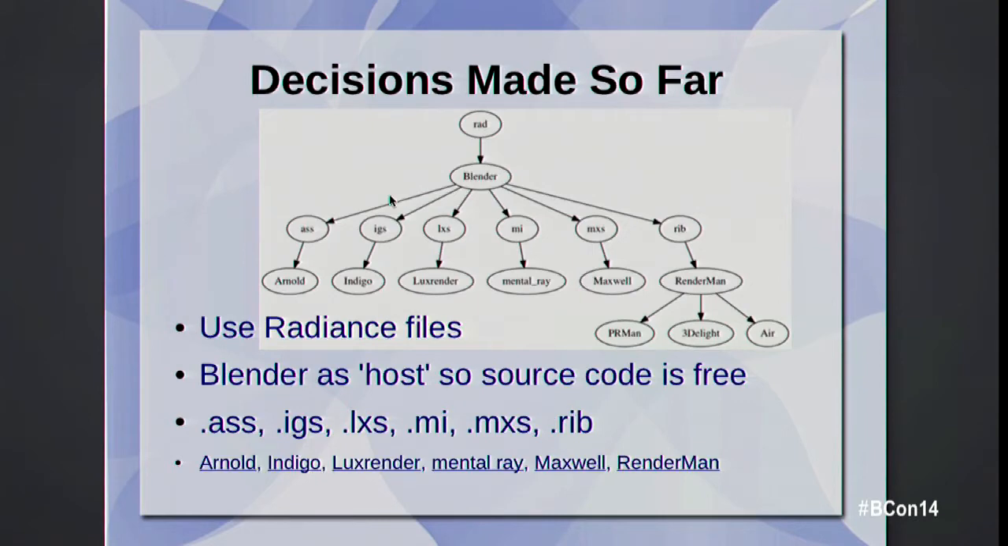So the decisions I made so far is I started with Radiance scenes. Radiance is a very old renderer, but it's very accurate regarding global illumination. And I wrote an importer, and once the scene was in Blender, I could use my multi-exporter to export, for example, for Arnold, which is a .ass scene description, Indigo is .igs, LuxRender LXS, Manfrey MI, Maxwell MXS, and RenderMan RIB. So RenderMan is basically an open standard. The most famous one is obviously Pixar's implementation, PRMan. But 3Delight and Air are just two other examples of commercial renderers. 3Delight gives you a free license, and there are many other implementations of that RenderMan standard.